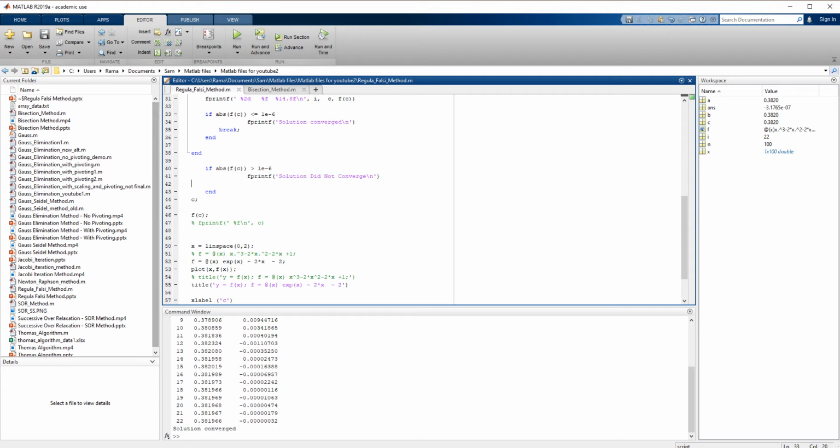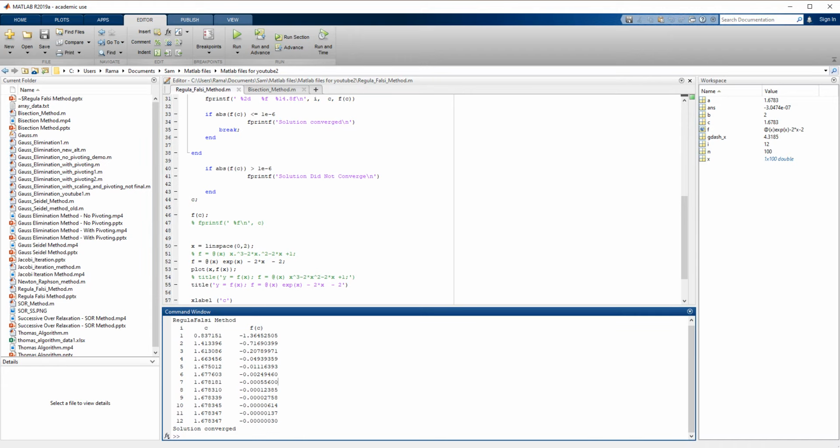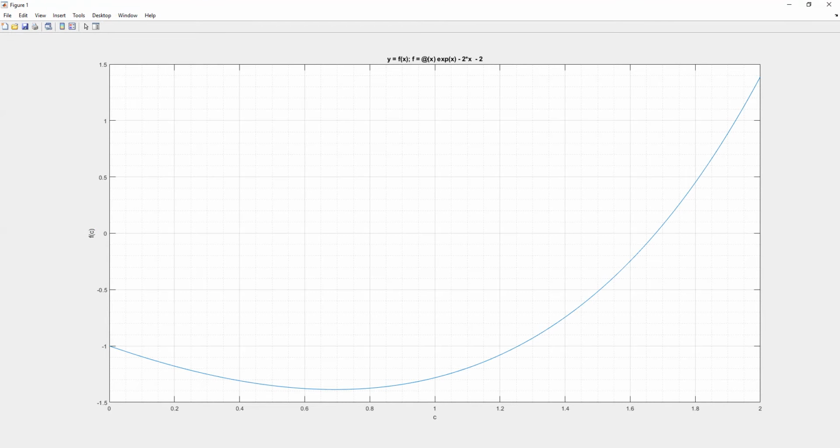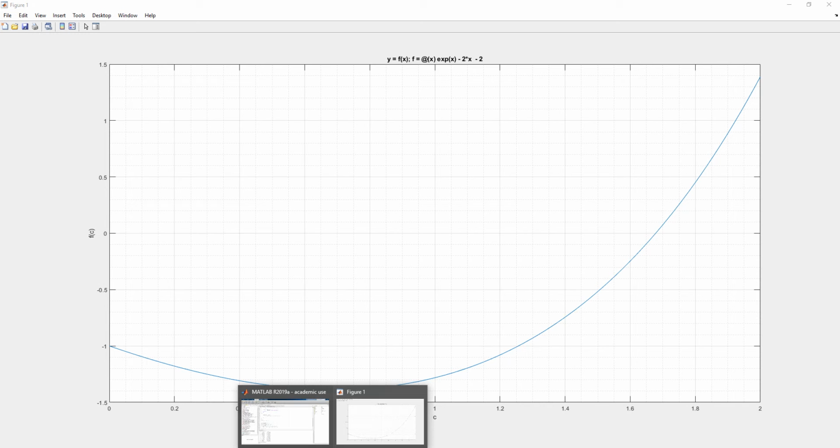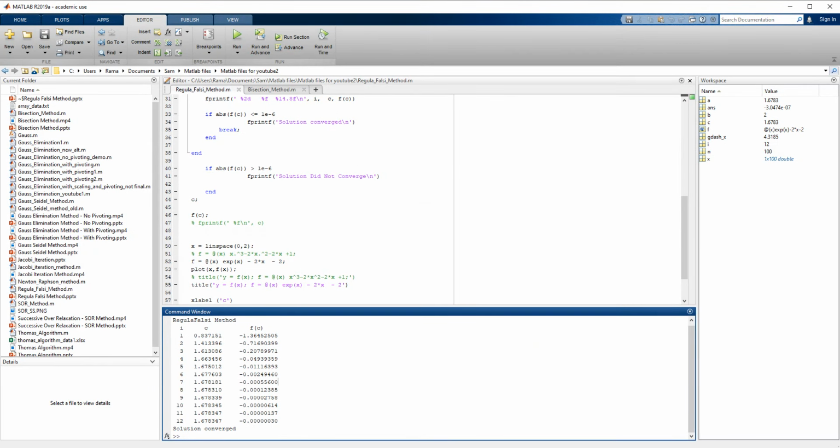Okay, so we now run this program, and we only used 12 iterations here, and the root is calculated as 1.678347, and at this value our f of x is very close to 0, and we can look at this graphically. So our root is over here, it's about 1.6768, that is shown graphically. The procedure we used, Regula Falsi method, gives more accurate value for the root.